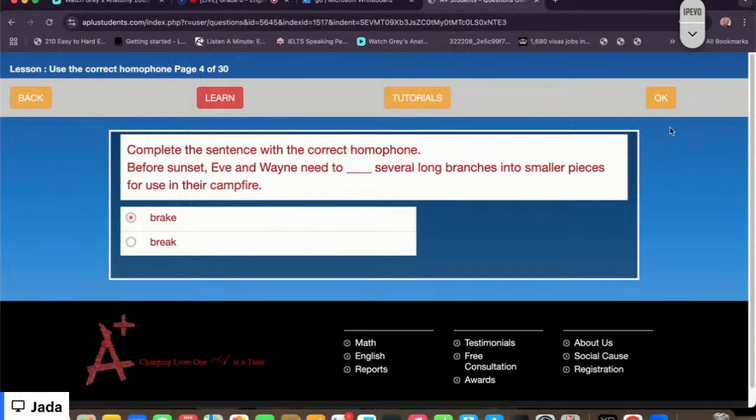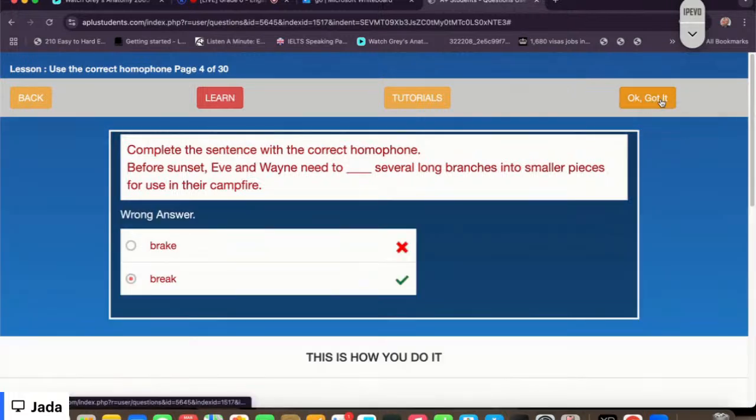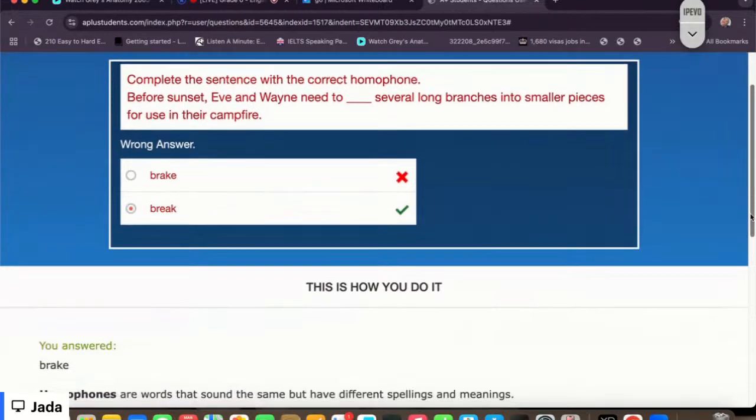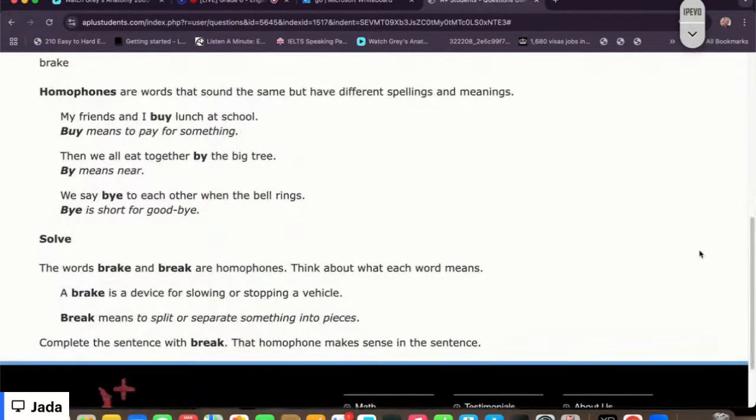Okay, so we have what? Break. But if you click on the first one, it is wrong. Okay, so break is the perfect one. The second one is the perfect one. That means, splitting something into two. This break is a device for the car or bike or something.